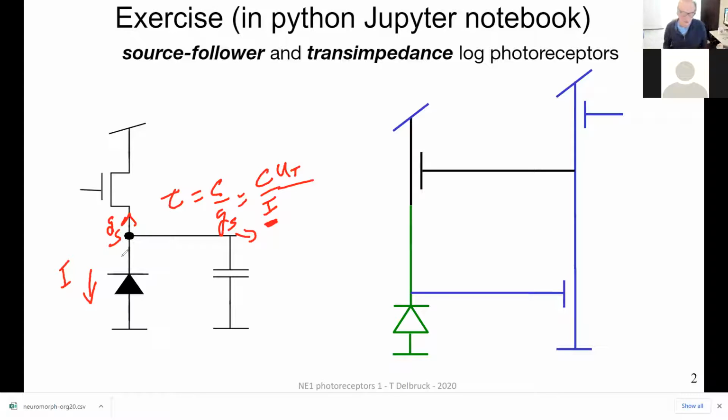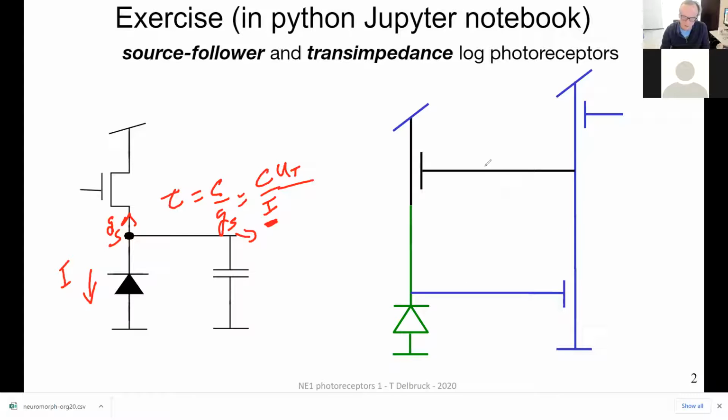So that's one problem. Also, it could be really slow. If you actually work out what the level of current is in this photodiode, it's going to be tiny under many realistic light conditions, from living room light on down to moonlight and starlight. It'll be really slow. So to deal with that, we go to the arrangement on the right, which is this transimpedance log photoreceptor. And let's try to understand how that works.